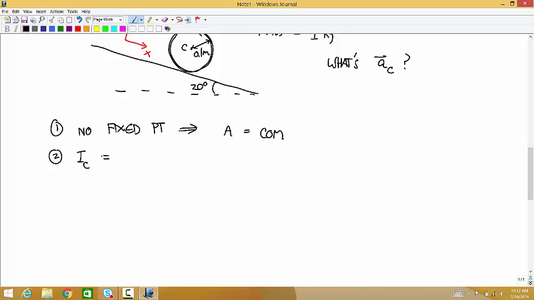This is a disk. Is it rotating like a blade or a paddle? Blade. Any rolling is rotating like a blade. So this is mr squared over 2, which is 1 times 0.01 over 2, so 0.005 kilogram meter squared. Third step is the free body diagram.